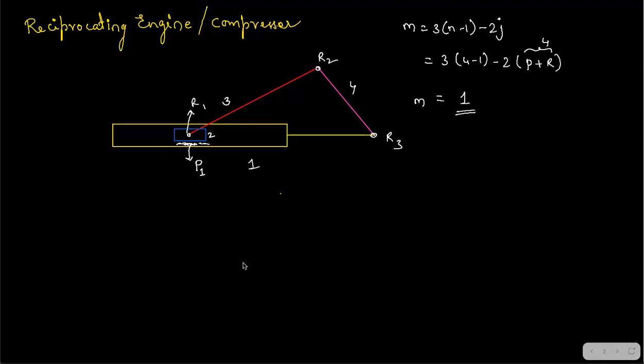Mobility 1 is a very important thing, because if mobility is equal to 1, it means that if I know the position of one point of any link, I can find out the velocity, the acceleration, and the position of any other point in the same link. It means only one parameter is independent in this entire mechanism.